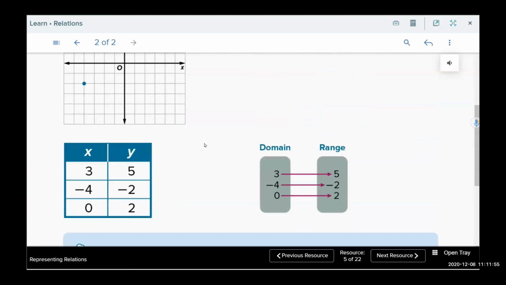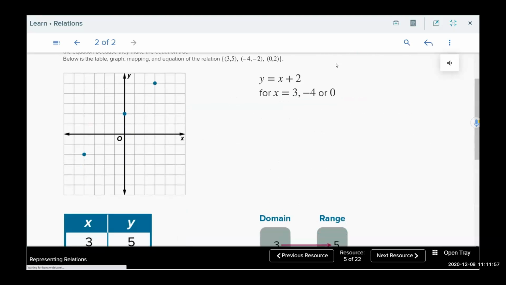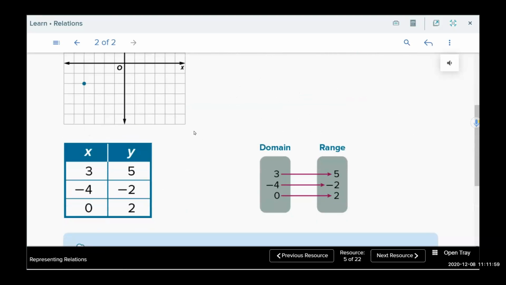All right, so 4 ways to represent a relation. We're only going to look really at this equation situation and this table situation today. So don't get worked up, just giving you an overview at the moment.